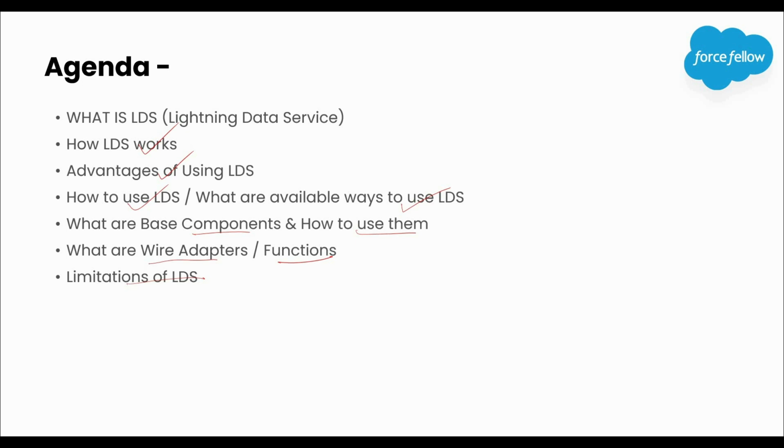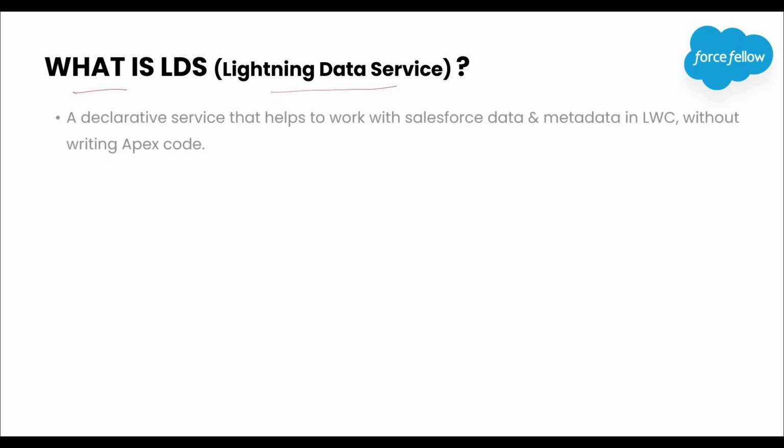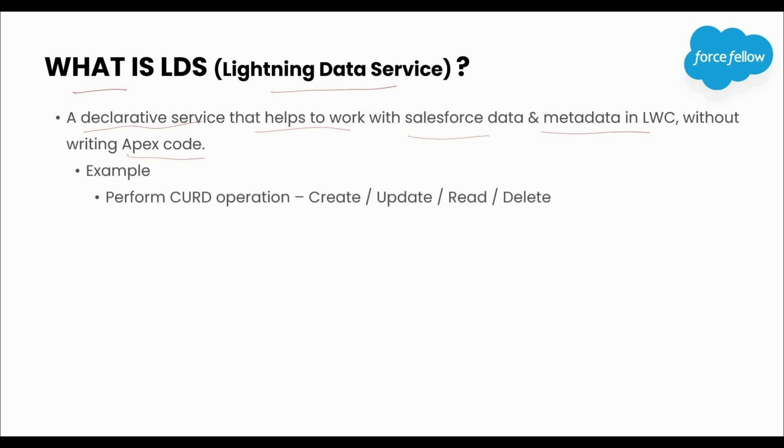Alright, now let's move ahead and discuss what is Lightning Data Service. We can say Lightning Data Service is a powerful declarative service that helps to work with Salesforce data and metadata in LWC without writing Apex code. What does it mean? It means in LWC, if you want to work with Salesforce data, like let's say you want to perform CRUD operations on a Salesforce object, or you want to access object metadata, like getting object field details or picklist values, then to achieve such requirements in LWC, generally we have to write Apex code. Why do we have to write Apex code?